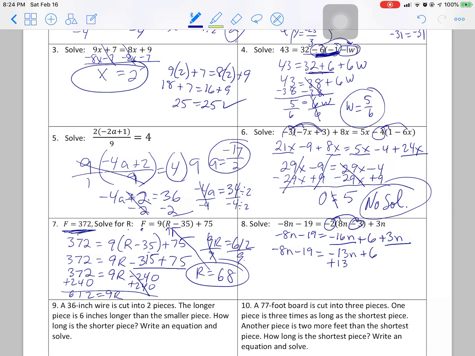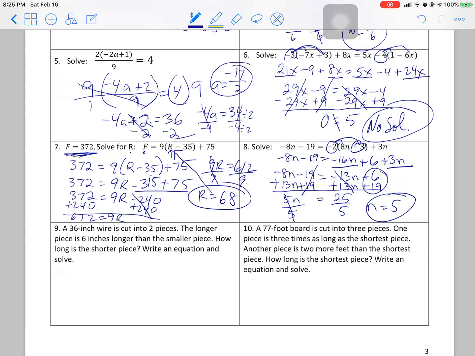So I want to move this one this way, and I want to move this one this way. And I'm going to have 5n left over on this side and 25 over here. Isolate my variable, and n equals 5. I could put that in to check if I wanted to.